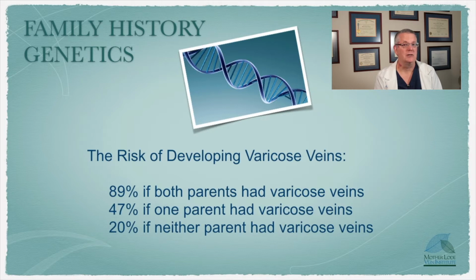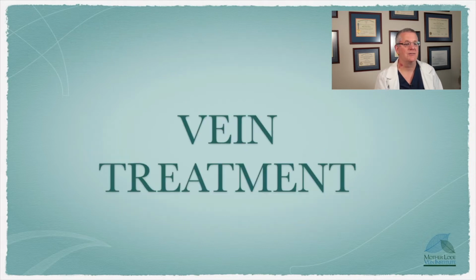If only one parent has venous reflux disease, then you're at about a 47% chance. And then if neither of your parents have venous reflux, then you're at about a 20% chance of having venous reflux. So it's a very common problem, okay? Very, very common. So we're going to go over treatment.